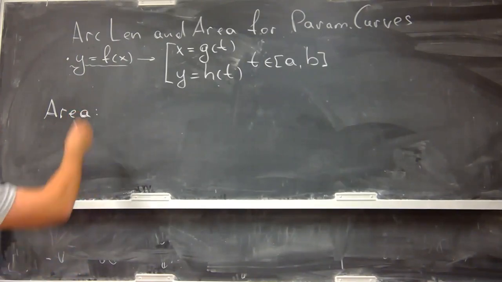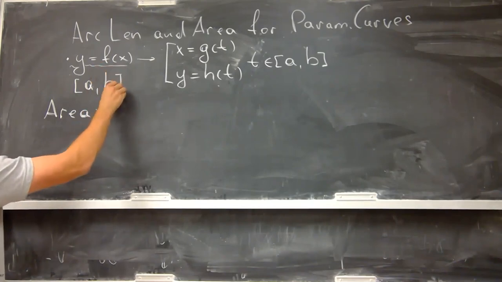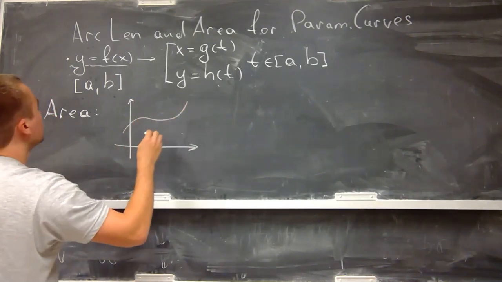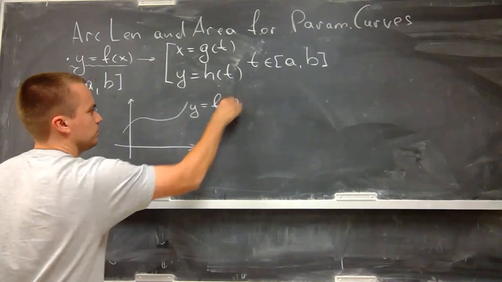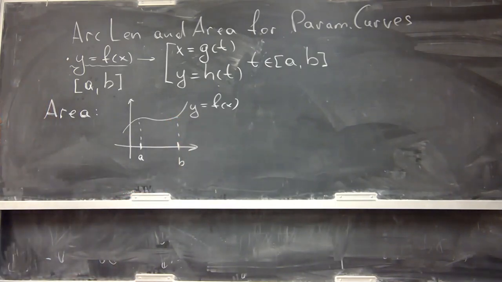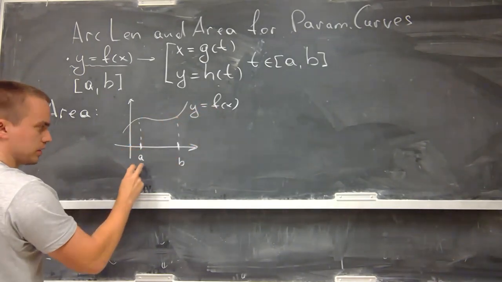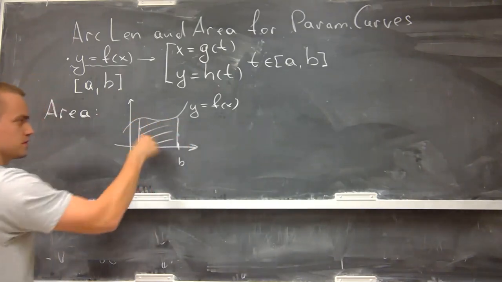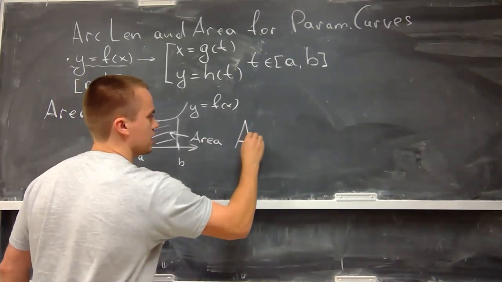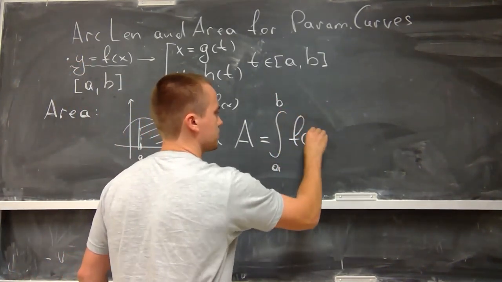So let's remind ourselves, if we're given a function y equals f of x on this interval a, b, let's draw some random graph. I will have the graph of my function, y equals f of x, and this is my interval a and b. And we all know how to find the area under the curve of this function between a and b. It's just the integral. Let's call it area A, it's given by the integral from a to b of f of x dx.